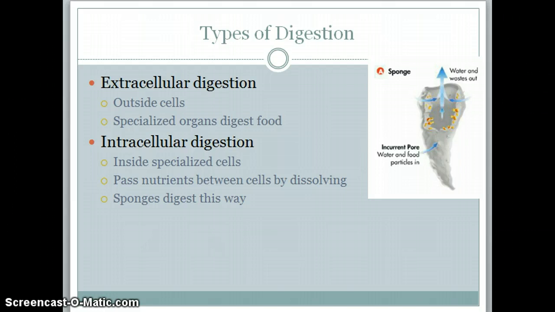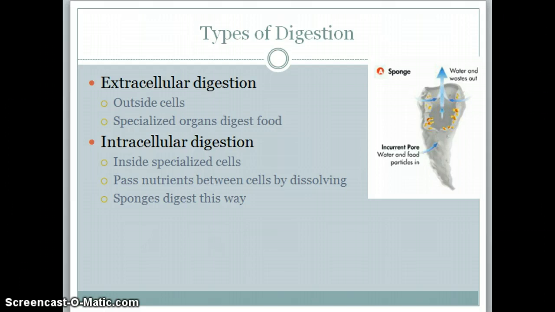Digestion done in organs is done outside the cell, usually in a hollow space. For example, the stomach is a hollow muscular organ that breaks down food when the muscle squeezes it, and also chemically breaks down food when it secretes digestive enzymes that chemically break down the food.